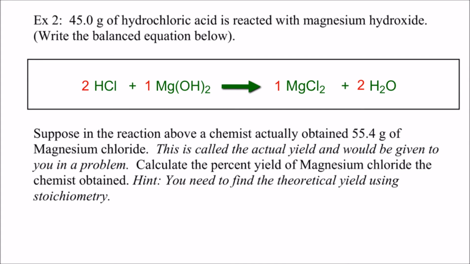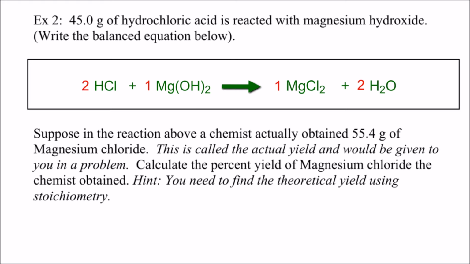Okay, so how do I do that? Well, you need the theoretical yield of magnesium chloride. Up here, they told you that you had 45 grams of hydrochloric acid, and now you need to know how many grams of magnesium chloride you could make. That will give you your theoretical yield. So they gave you information about one thing, and they asked you for information about another, so you can do your stoichiometry on this. We've already done step 1, which was to balance the chemical equation.